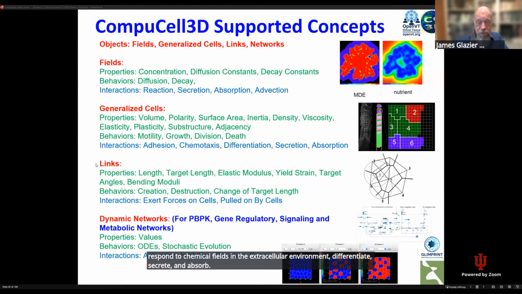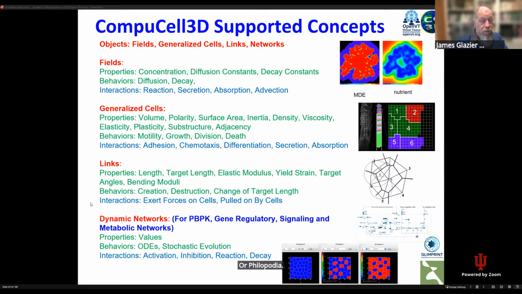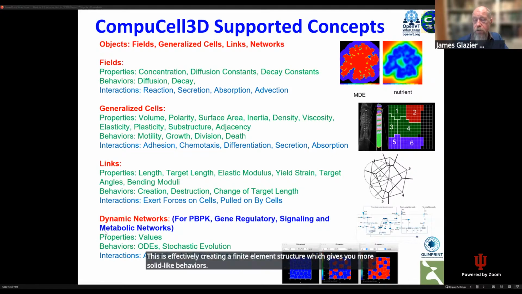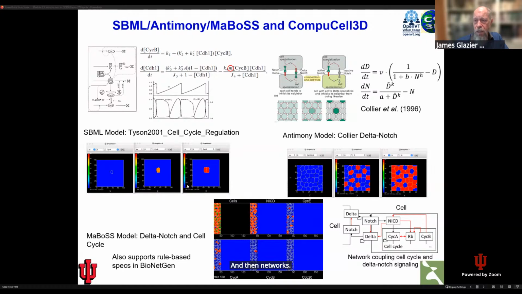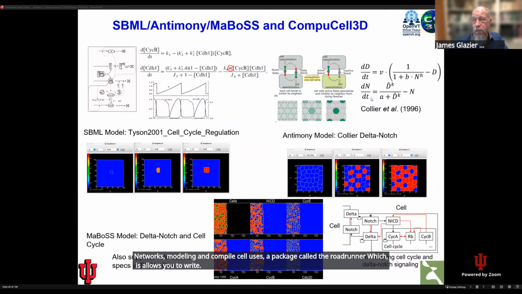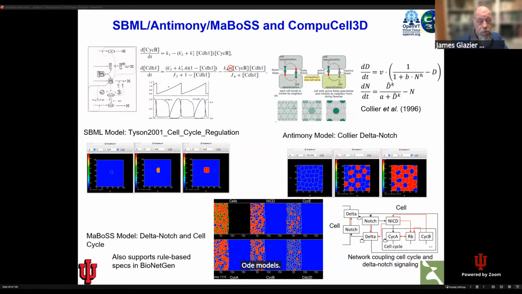We're also going to have a finite element structure called the link that could represent a junction between cells or filopodia, or simply the mechanical properties of cells. This is effectively creating a finite element structure, which gives you more solid-like behaviors, and then networks. Network modeling in CompuCell uses a package called libRoadrunner, which allows you to write ODE models, rate equations, and also Gillespie models.